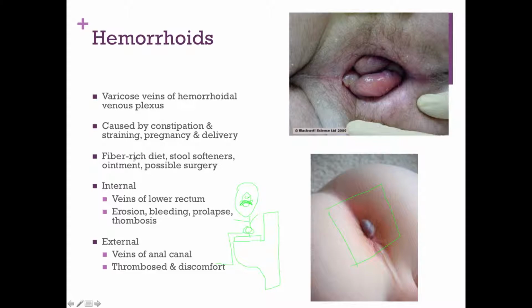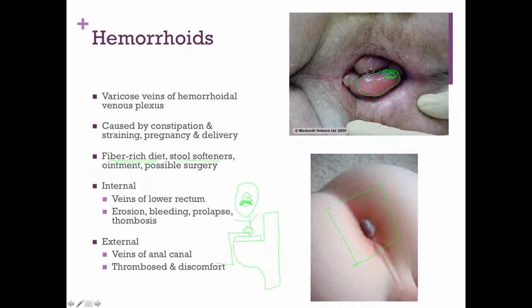Other things that can help prevent them: fiber-rich diets so that you're not straining too much. If there's no fiber, there's no bulk to the stool, and there has to be hard contraction of all muscles. Stool softeners help. You can imagine how painful it is. This is a vein that is completely inflamed. There's a thrombosed area on here, so there's a little bit of an intravascular clot.